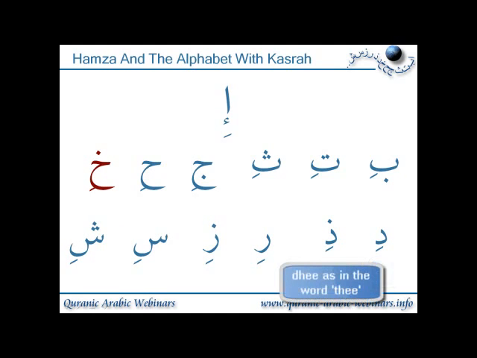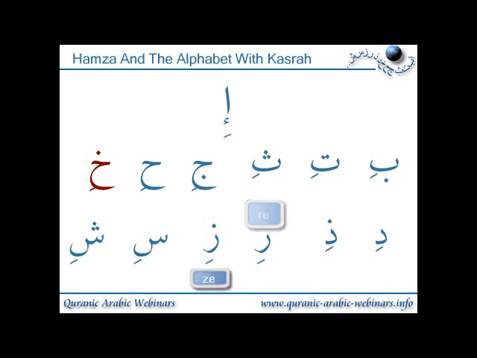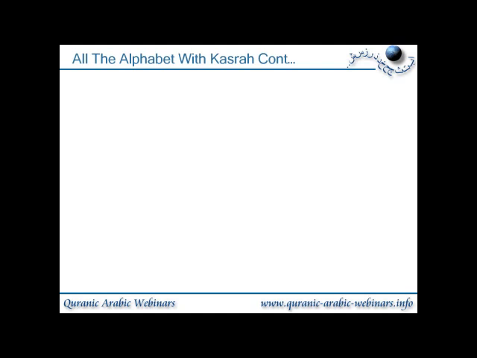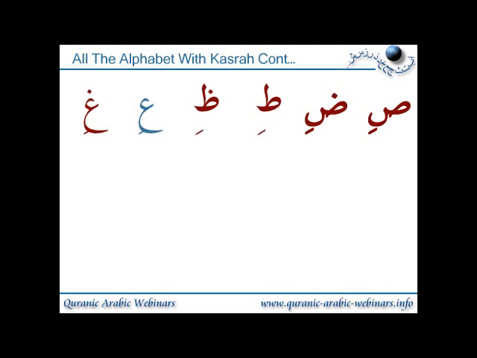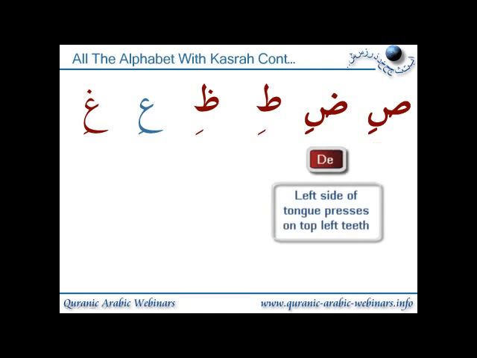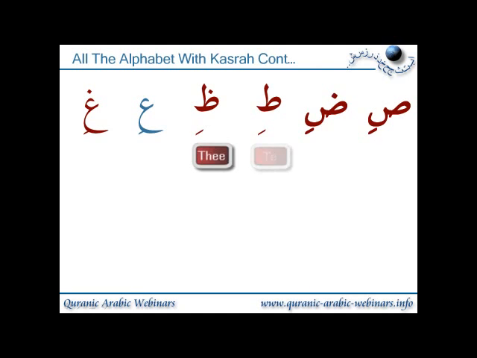Di, Dhi. Now this Dhal, be very careful of the pronunciation, should be the th as in the English word the, the old English word thee. Ri, Zi. This is with a Z. Si, Shi. Now we come on to 4 of the tafkhim letters, i.e. the heavy sounds, all done with full mouth. Si, Di, Ti, Thi. Again, your tongue is between your 2 front teeth.